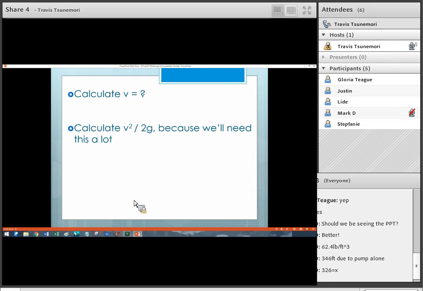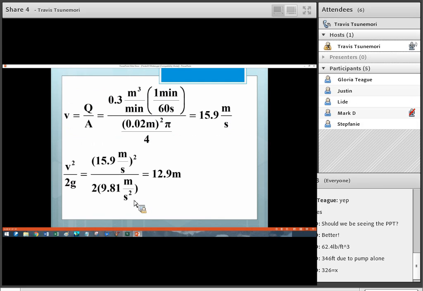And we might as well just go ahead and calculate V squared over 2g also, because we're going to need that in a lot of our calculations. So I usually just do that in the beginning. So our velocity is going to be Q divided by A.